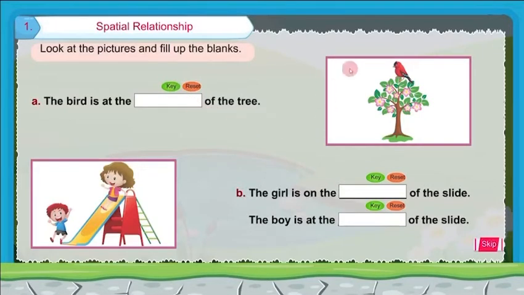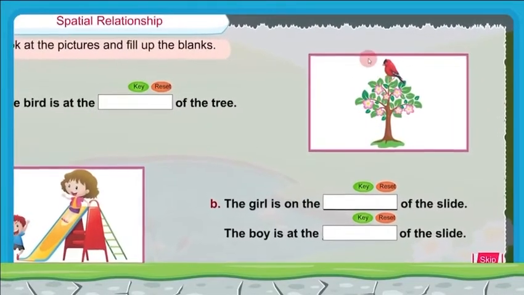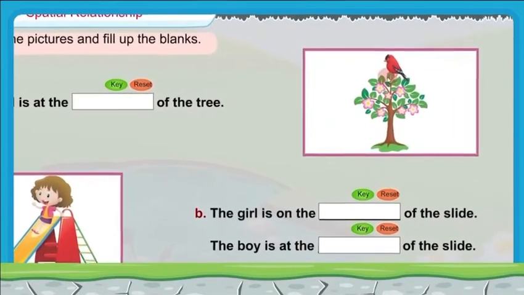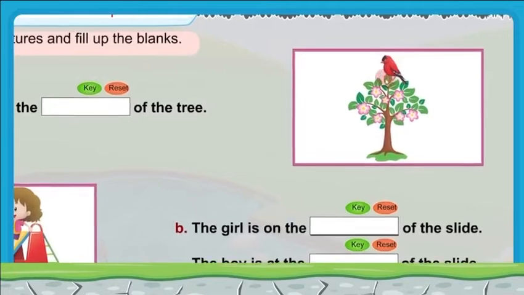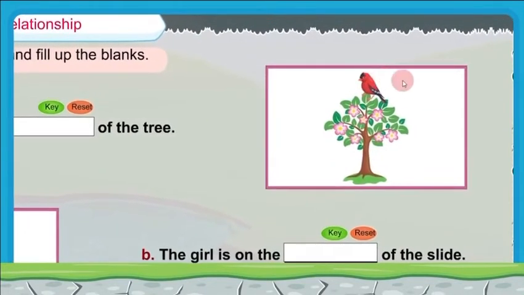Now if you see the first picture here, you can see a tree, flowers and a bird. So where is the bird here? The bird is at the top of this tree. Yes, this is the top of the tree and this is the bottom part of the tree, and you can see a bird on the top part of the tree.